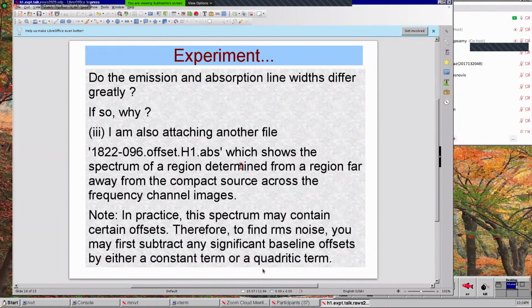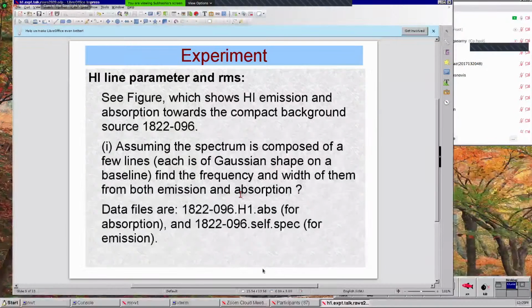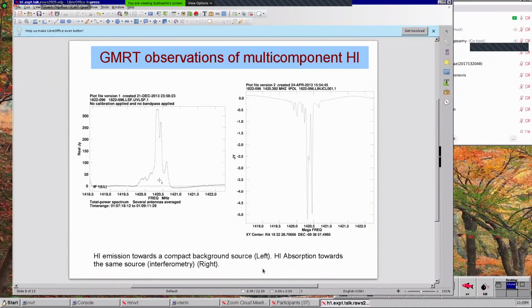Yes, there is one thing wrong which I should correct here. This is not 3, this is 2 rather. So this is basically telling you to find the RMS. Now remember that this RMS can also change when you are doing it.